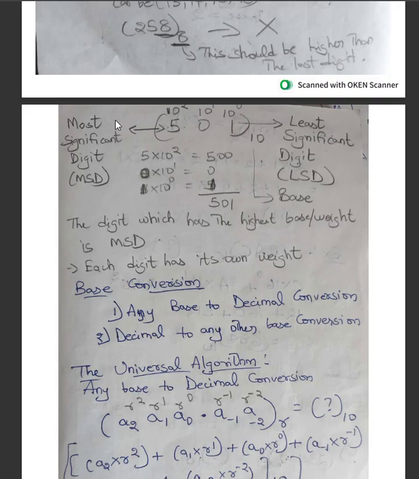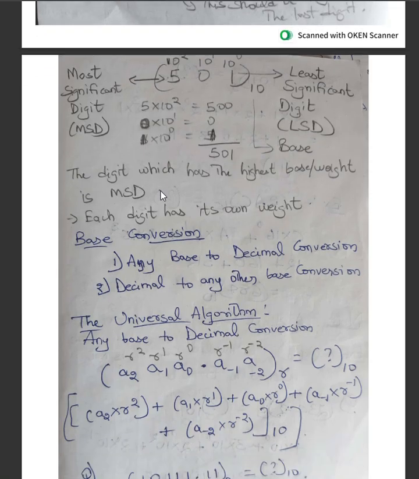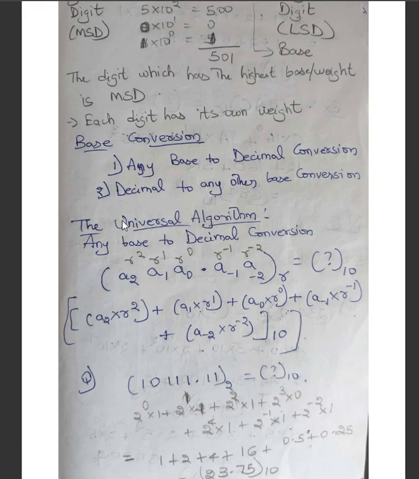Then for every digit that you write, this is called the radix, the base, and the extreme left digit is called the most significant digit, MSD. Then this is the least significant digit, LSD. Some people also call them MSB and LSB, most significant bit and least significant bit. So this is that, and you can convert everything from one base to another base.